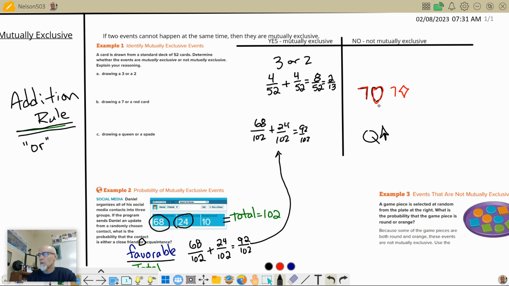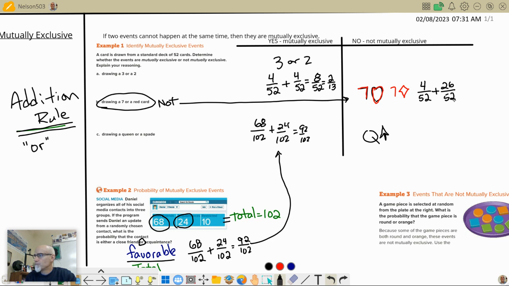Let's look at the situation over here. This was not mutually exclusive, right? That's why we put it over here in this column. So because it's not mutually exclusive, we're going to use a slightly different rule. We're going to figure out the number of sevens in the deck. If you're not a card player, there's 4 sevens in the deck of 52 cards. We're going to figure out how many red cards there are. So we're going to add to that 26 out of 52.